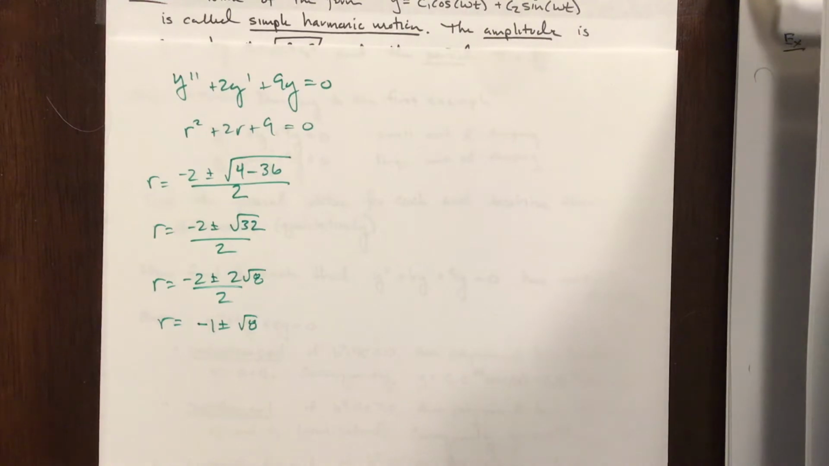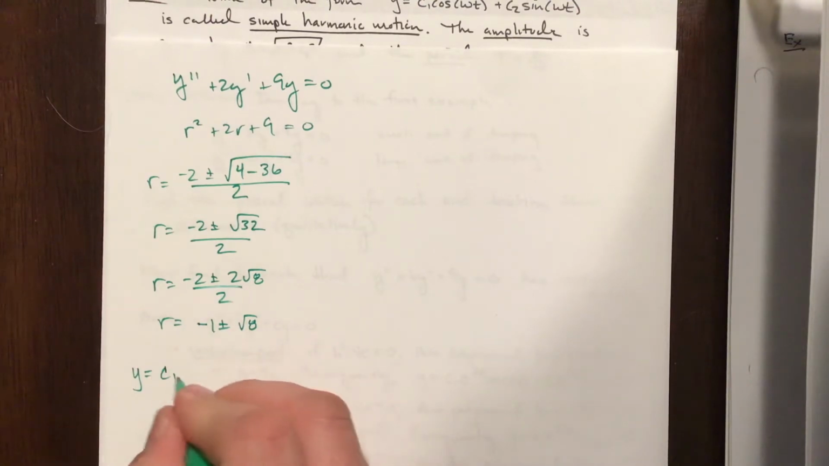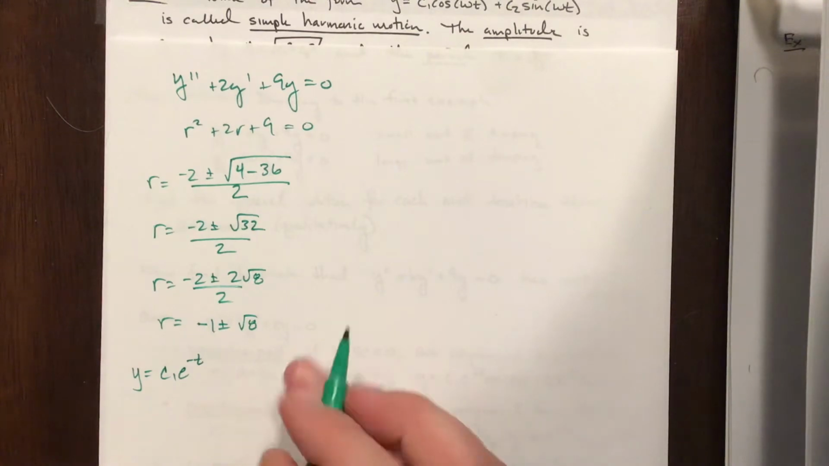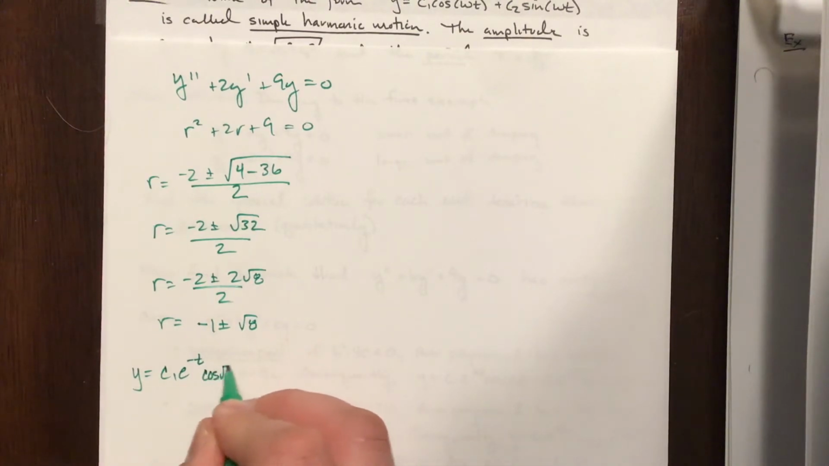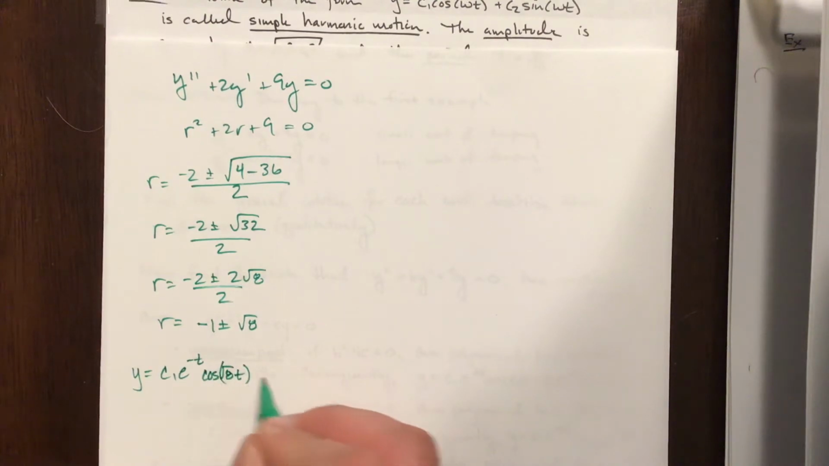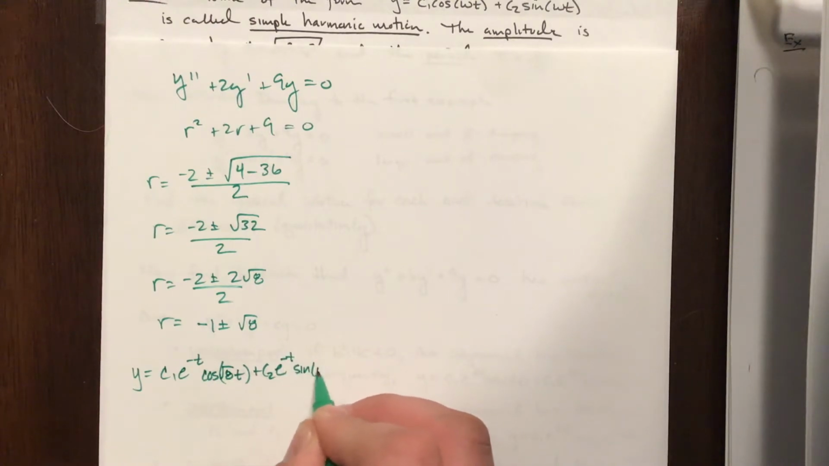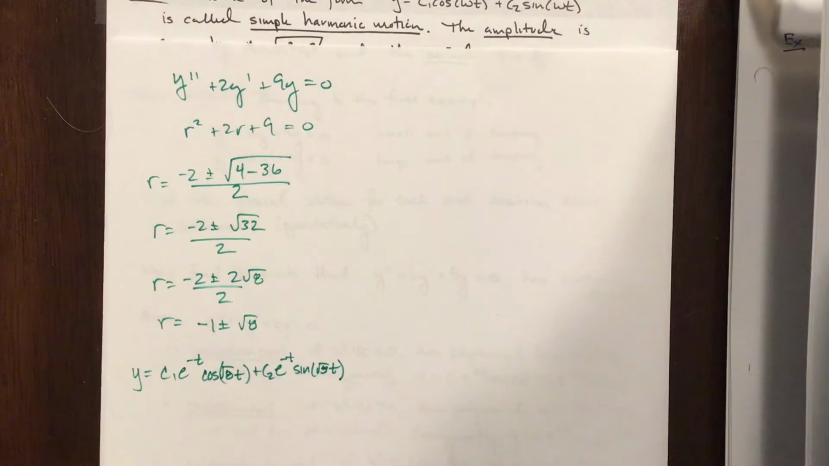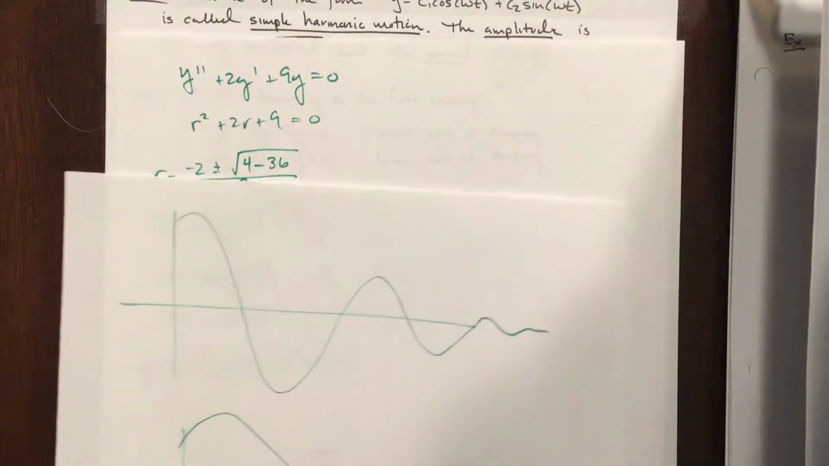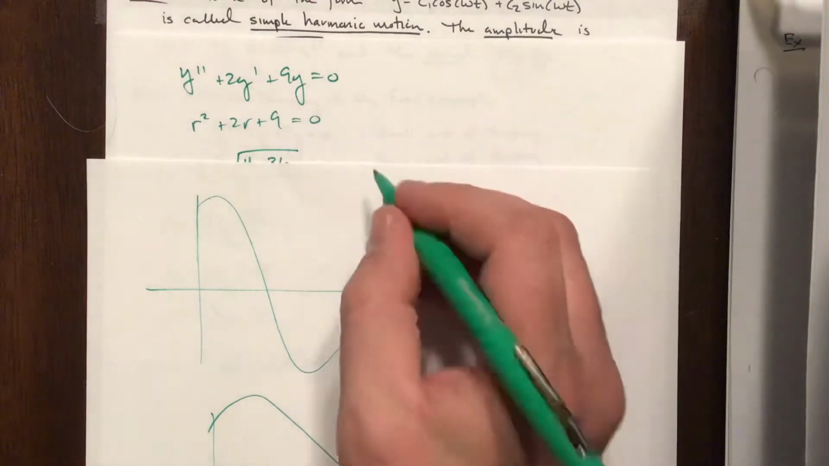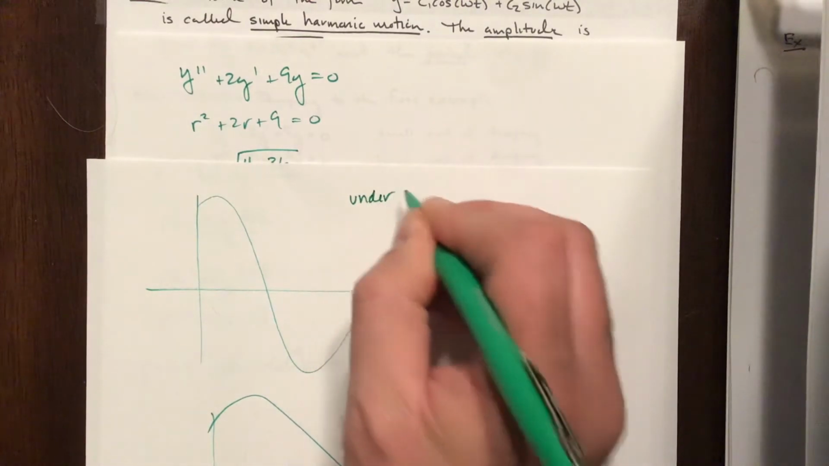So our solution here is going to look something like y equals c1 e to the negative x, or negative t, I guess, in this case, since we're dealing with time, cosine root 8t plus c2 e to the negative t sine root 8t. So you have two terms here that are picking up the up and down action that is more or less going to mimic the first graph. So this is underdamping.